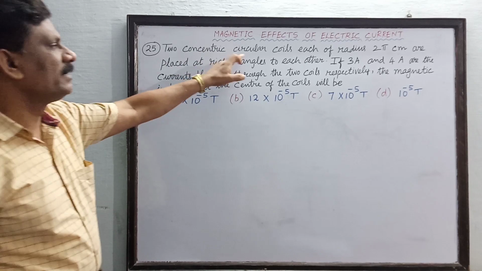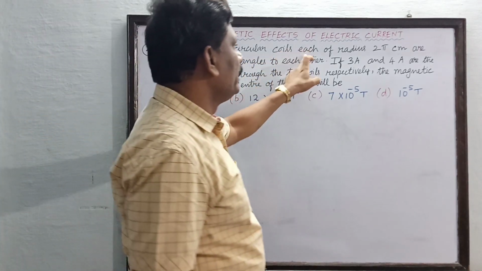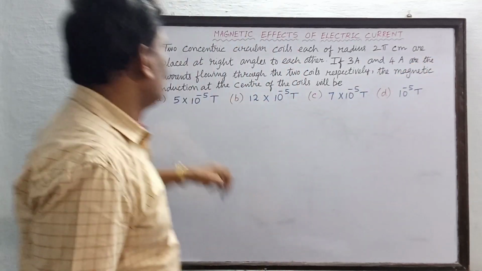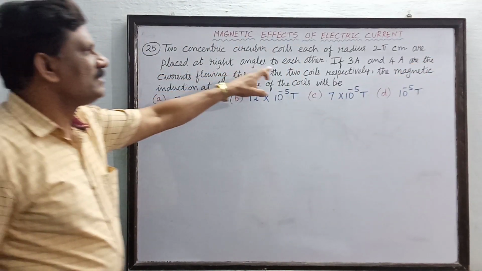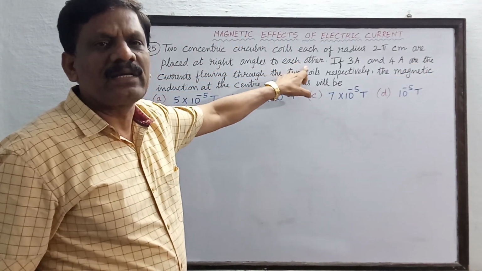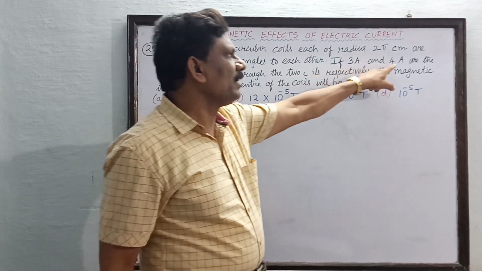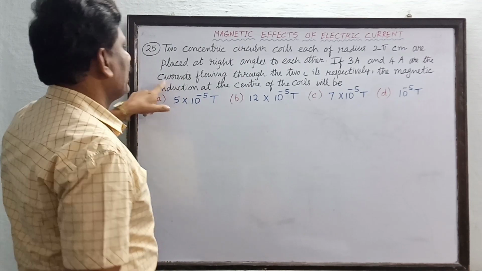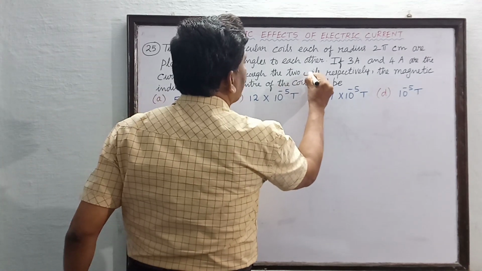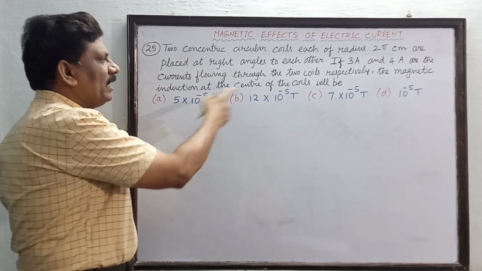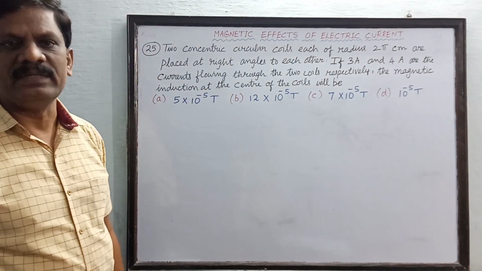Problem number 25. Two concentric circular coils, each of radius 2π centimeter, are placed at right angles to each other. Two coils are kept perpendicular to each other. If 3 ampere and 4 ampere are the currents flowing through the two coils respectively, then the magnetic induction at the center of the coils will be.